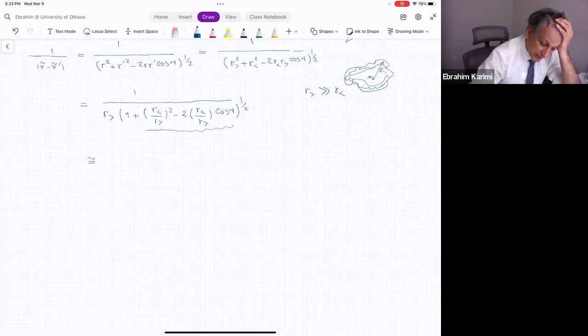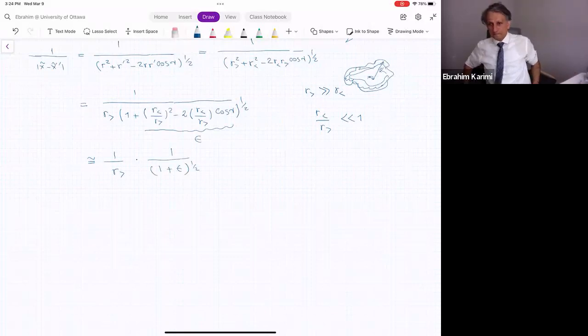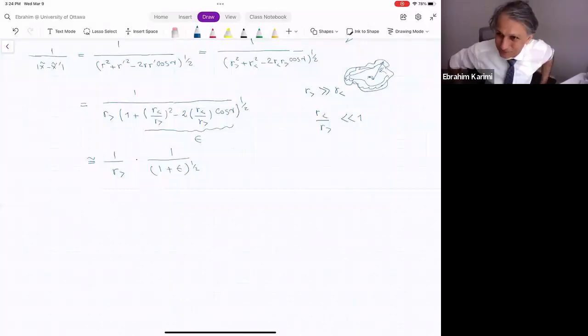Indeed, this term, the entire term that we have, is way smaller than 1 because we assume that R small is way smaller than R larger. So this means that this quantity is way smaller than 1. So this looks like epsilon for us. So it is 1 divided by R larger multiplied by 1 plus epsilon to the power of 1/2. Do you agree? Because also cosine of gamma is bounded by 1 and -1, so it cannot be larger.